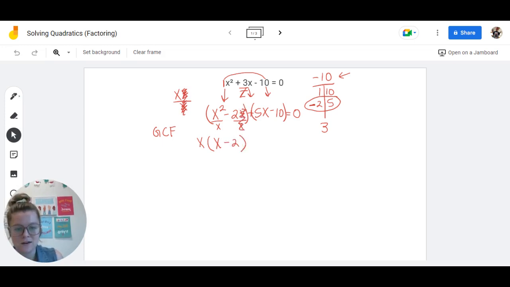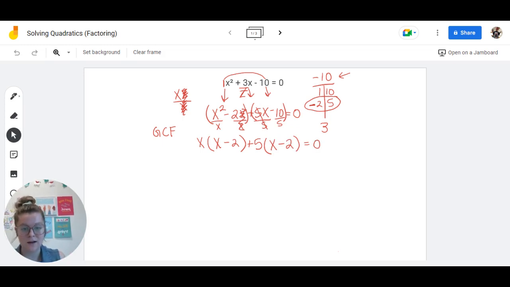All right, same idea with the next one. So between 5x and negative 10, my greatest common factor is 5, so don't forget to put it here. Then I'm going to divide each of these guys by 5. So 5x divided by 5 will leave me with an x. Negative 10 divided by 5 gives me a negative 2. Be careful of your negatives. We're still set equal to 0.